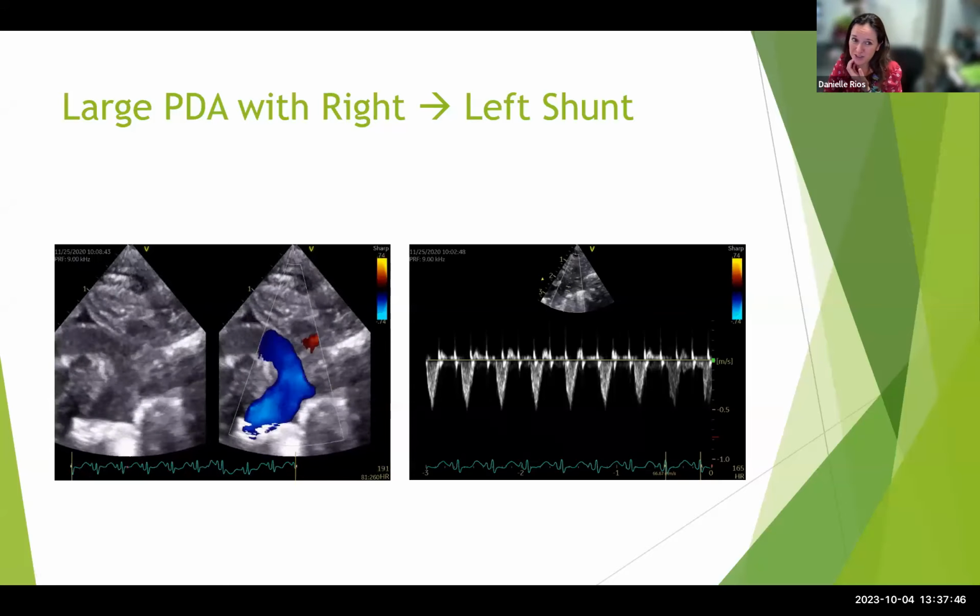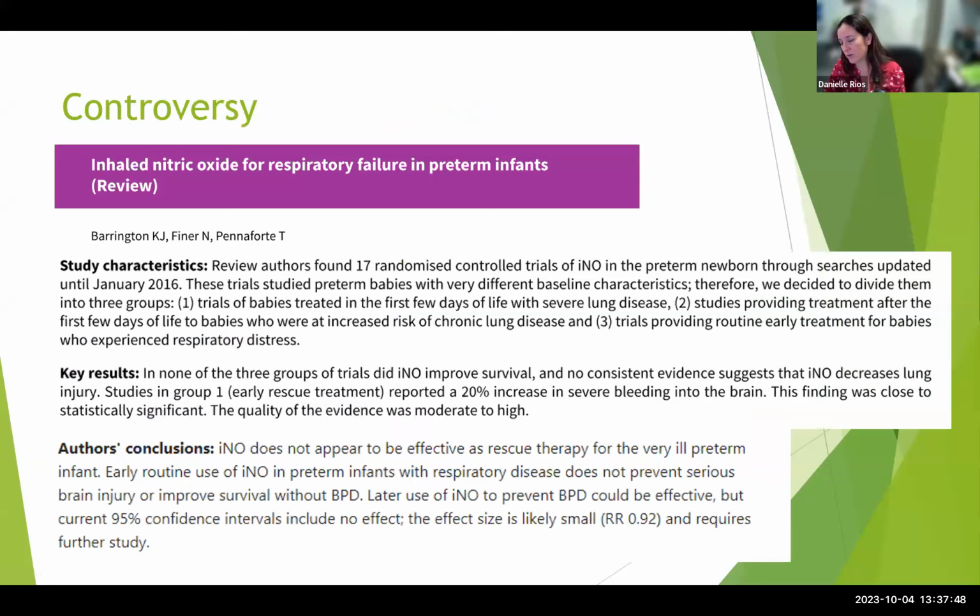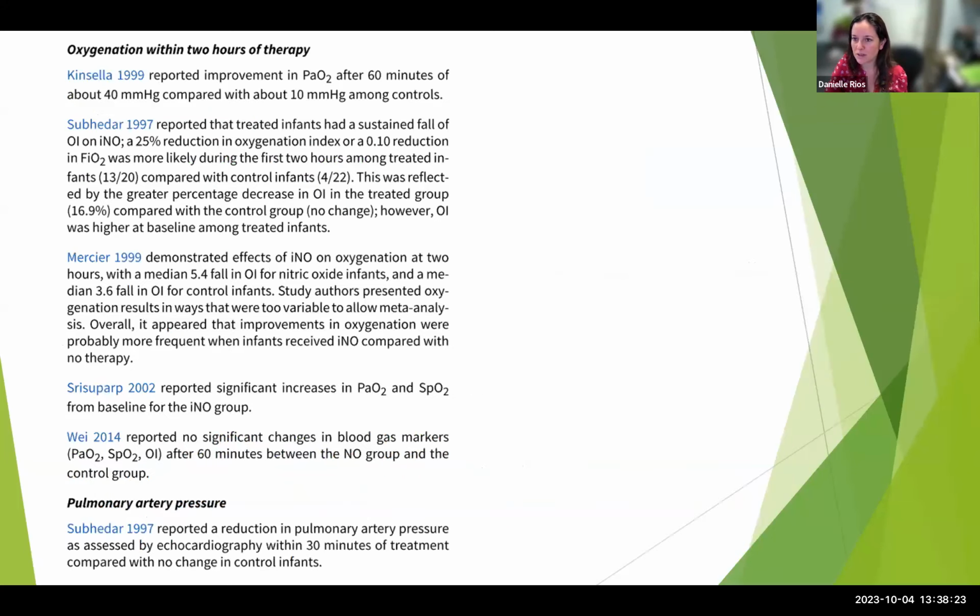So now we have a controversy, right? There's a Cochrane review out that says that ultimately iNO should not be used for hypoxic respiratory failure in preterm infants, that it doesn't appear to be effective. Some of the problems with this review is that it's looking at a bunch of different studies: trials of babies in their first days with severe hypoxic respiratory failure, but also some that are at risk for chronic lung disease, and then also trials providing early preventative therapy. So it's a mixed bag.